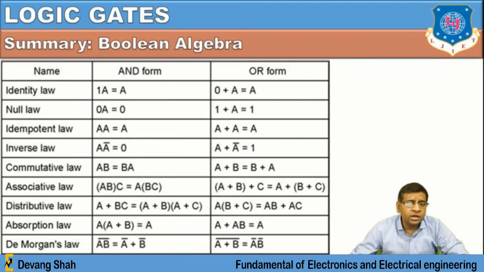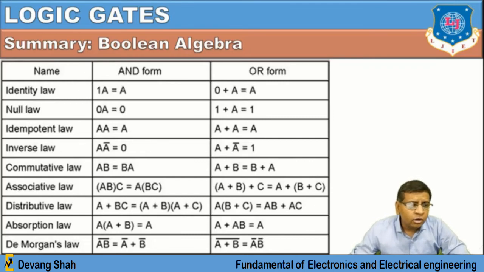You can check. The first law is called the identity law, where 1 into A is always equal to A, right? If you consider A is either 0 or 1, then 1 dot 0, the answer is 0, and 1 dot 1, the answer is 1, right? So it will always follow the parameter A. And 0 plus A, the answer is always A, because if it's 0 plus 0, the answer is 0, and if 0 plus 1, the answer is 1, which is A, right? So you can see this is the identity law.